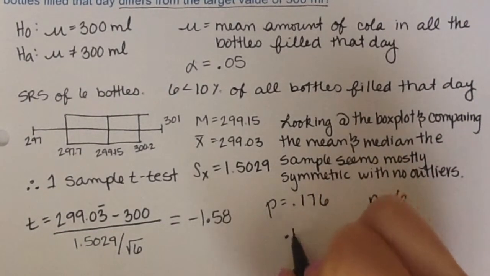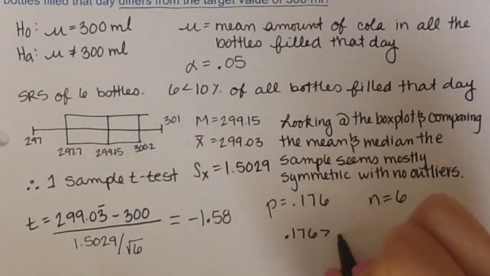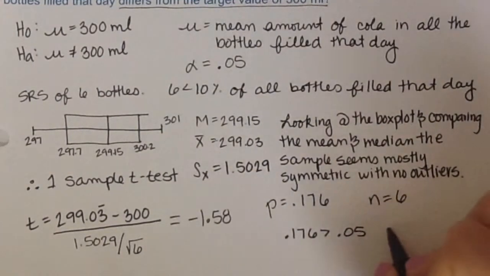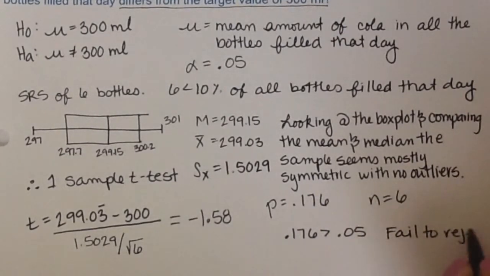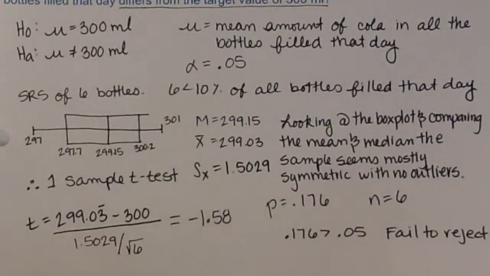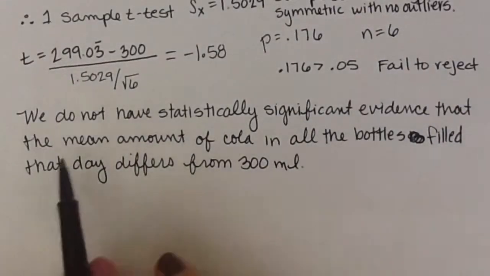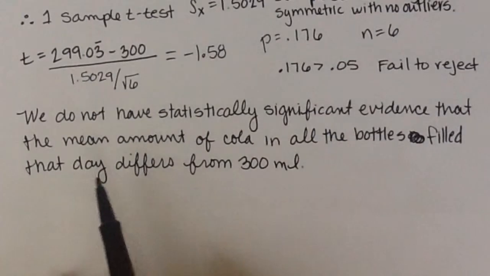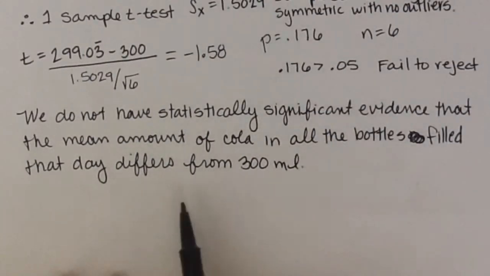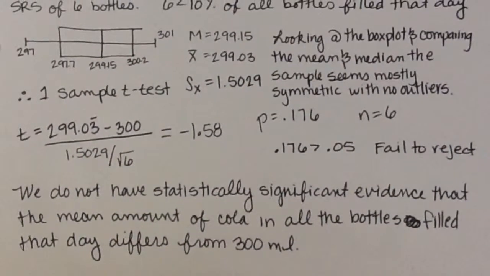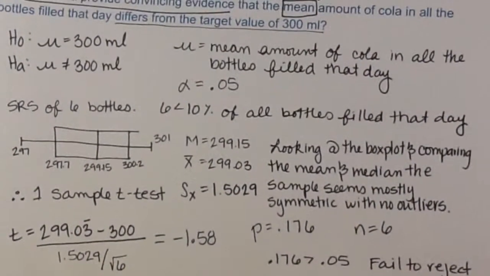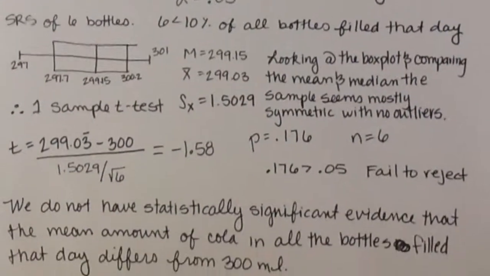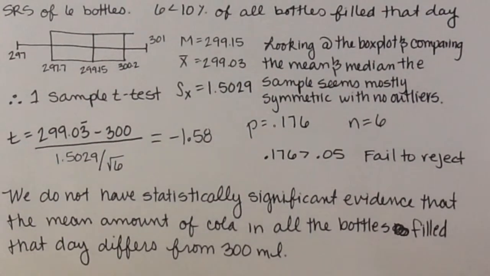My p of 0.176 is definitely greater than my alpha level of 0.05, so that tells me I'm going to fail to reject. So I'm going to write that in the context of the problem. We do not have statistically significant evidence that the mean amount of cola in all the bottles filled that day differs from 300 milliliters. And that would be the end of our problem. Remember, going from stating our hypotheses to checking our conditions, showing our work, and finally making a conclusion.